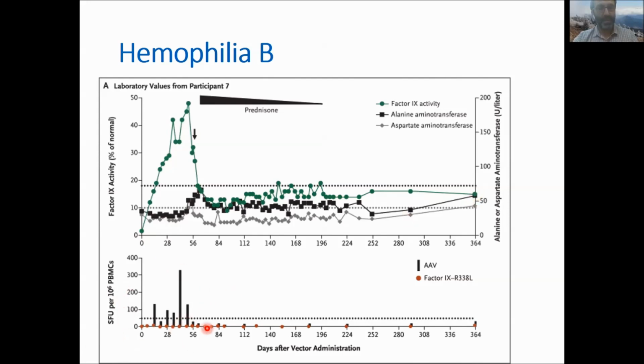Down at the bottom, we can see measuring the T cell responses, and this is an ELISpot assay. It's detecting the cytokine gamma interferon that's released by T cells, actually activated in response to the AAV8 capsid proteins. And it was only present here in the early parts. And then once the prednisone was given and was effective, the ELISpot dropped, showing that the T cells were suppressed.